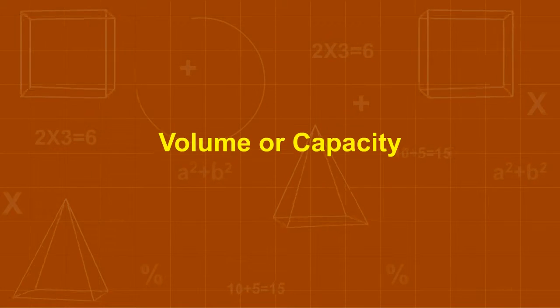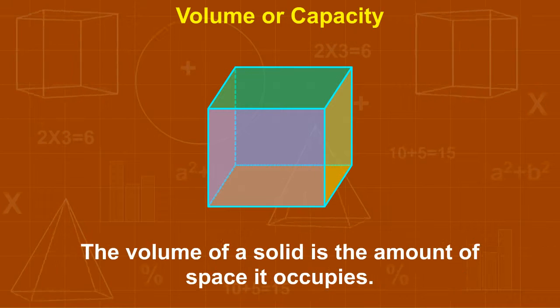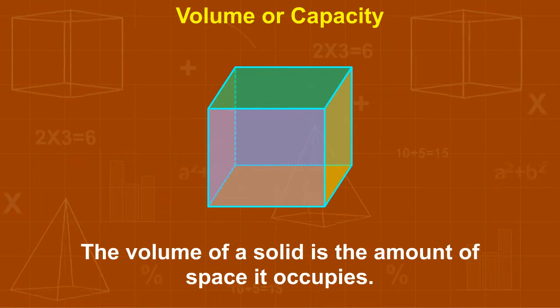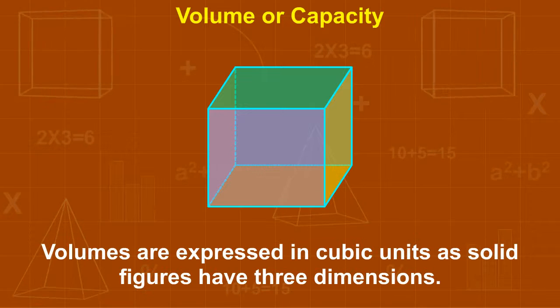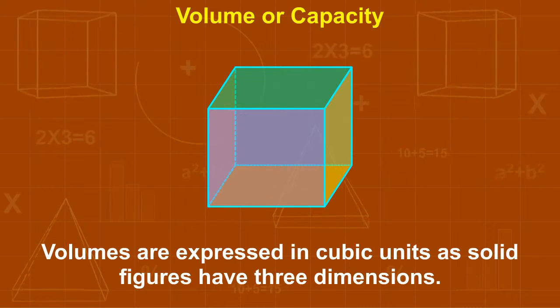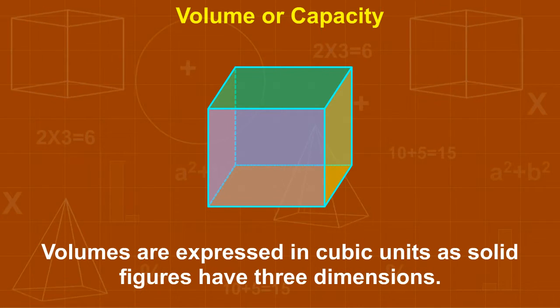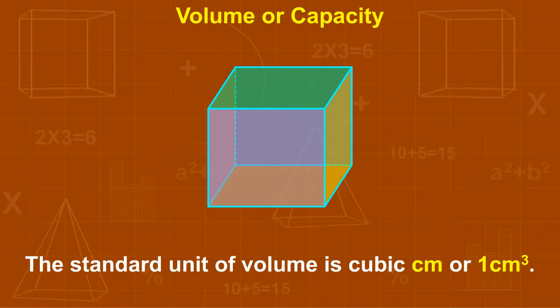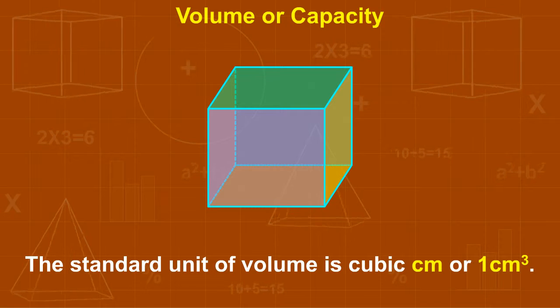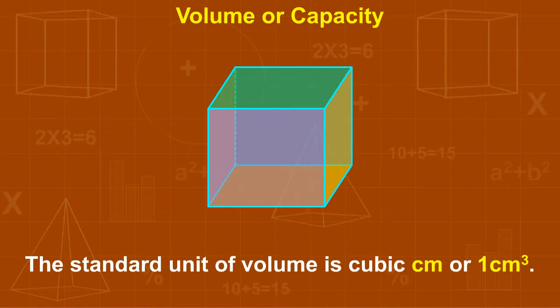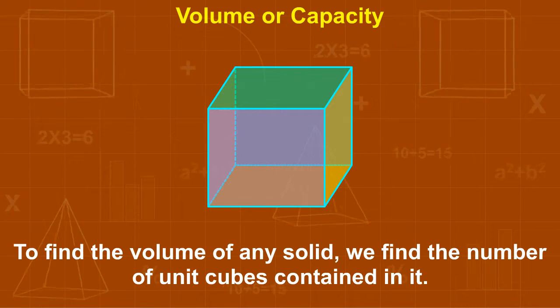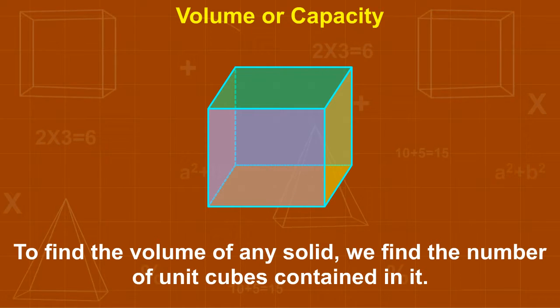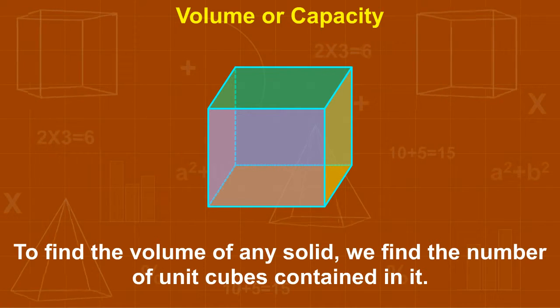Volume or capacity. The volume of a solid is the amount of space it occupies. Volumes are expressed in cubic units as solid figures have 3 dimensions. The standard unit of volume is cubic centimeter or 1 centimeter cube. To find the volume of any solid, we find the number of unit cubes contained in it.